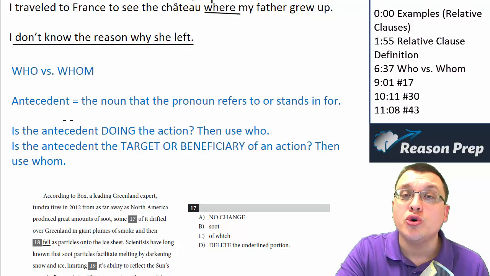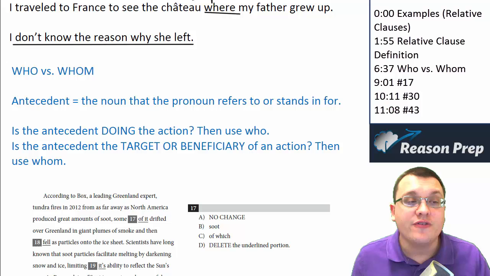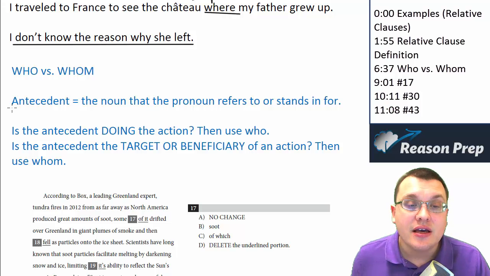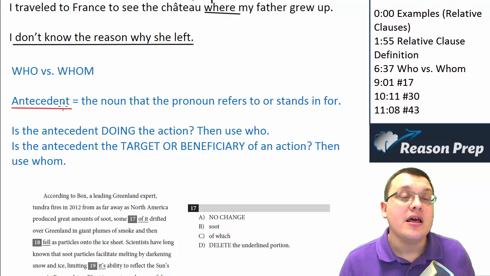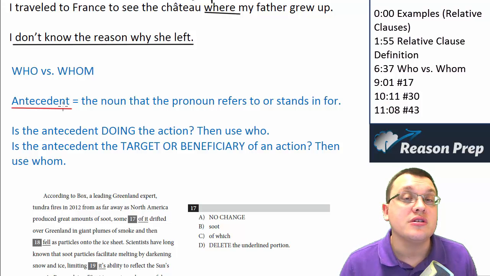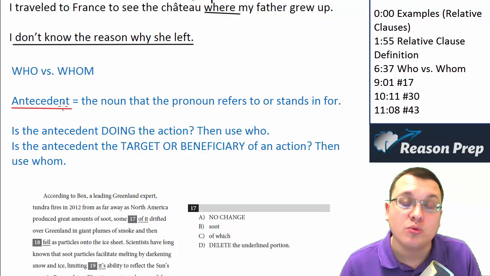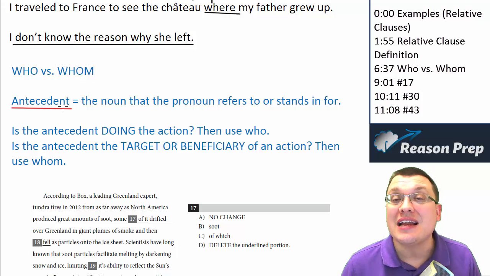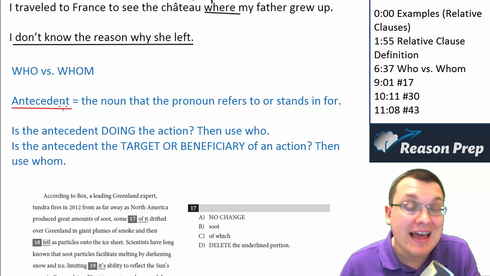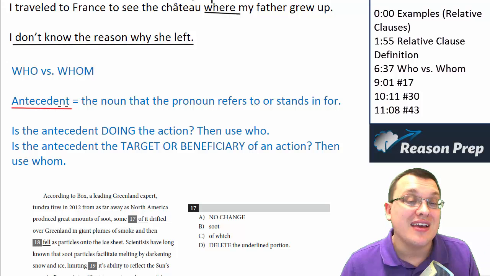When do you use who versus whom? The first thing we need to define is the antecedent. We'll talk more about this when we get into pronouns, but the antecedent is the noun that a pronoun refers to or stands in for. Remember, a pronoun is a word like he, she, it, who, whom, that is standing in for another noun. And we call that noun the antecedent.